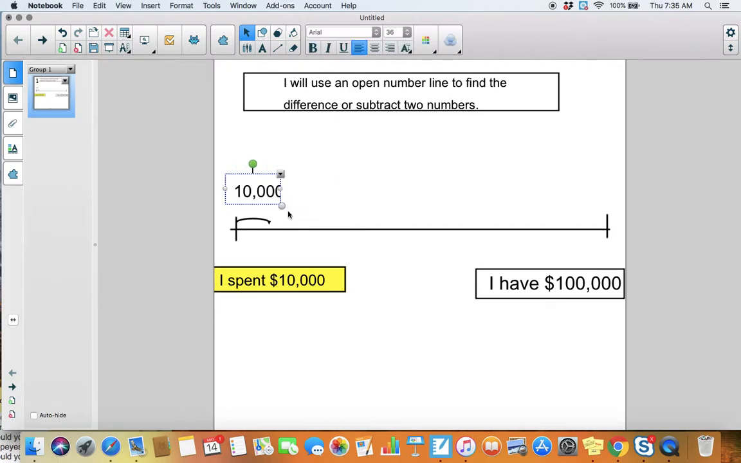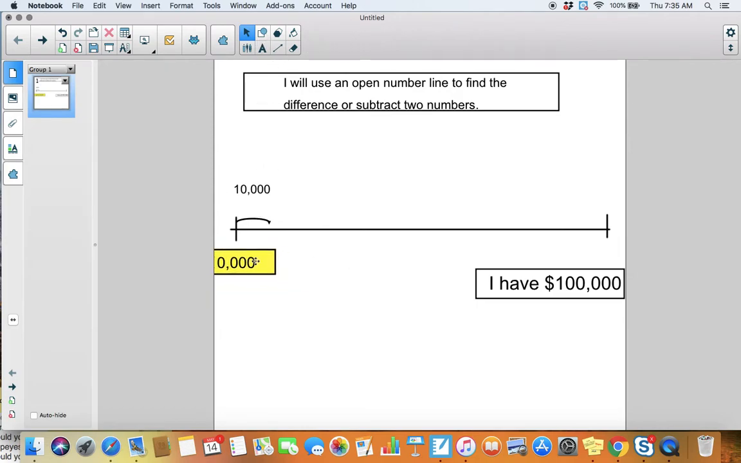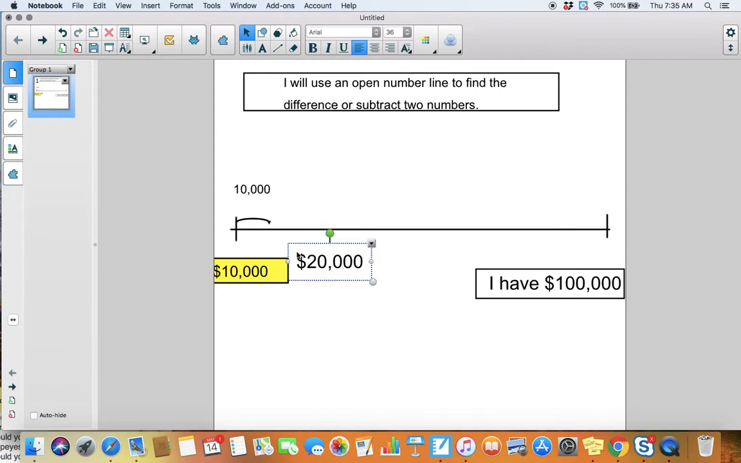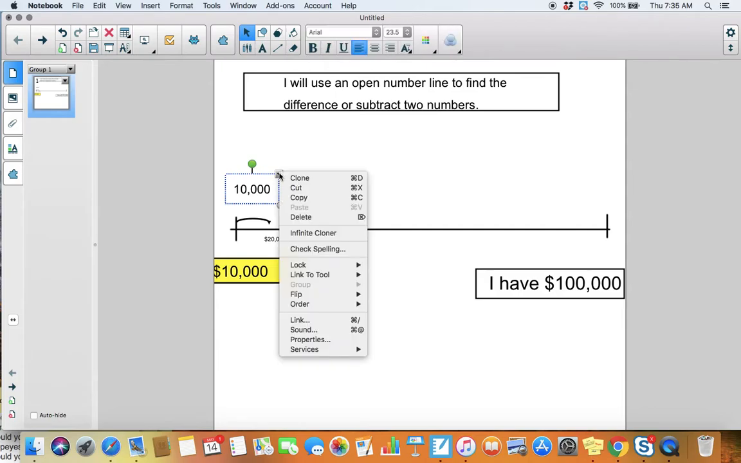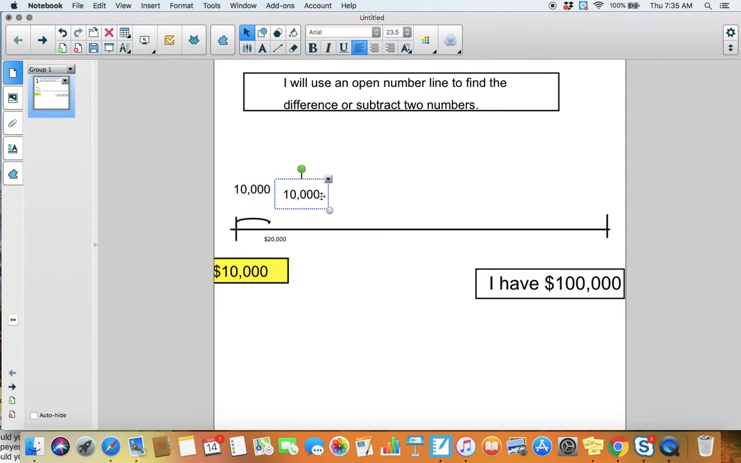So I'm going to first add 10,000, and my starting point was 10. Now I'm at $20,000. Okay? So I'm counting up. The numbers that you're counting up go on the top. Okay? And I'm going to do another 10. And again, I just count up. I go up another 10, and you're right, that brings us to $30,000.